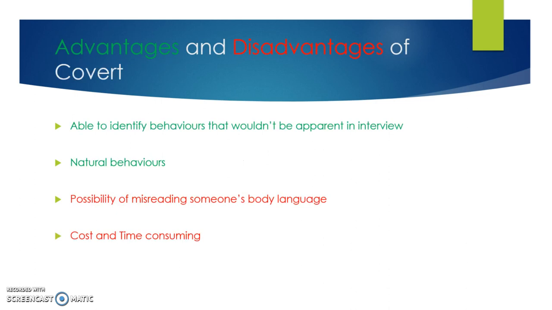So advantages of covert observations include the ability to identify behaviours that wouldn't be present in an interview or questionnaire. Because if a questionnaire is done privately, you're unable to see the body language or the time it takes them to answer the questions, whereas in an observation, you can see their natural body language and how they would approach certain situations.